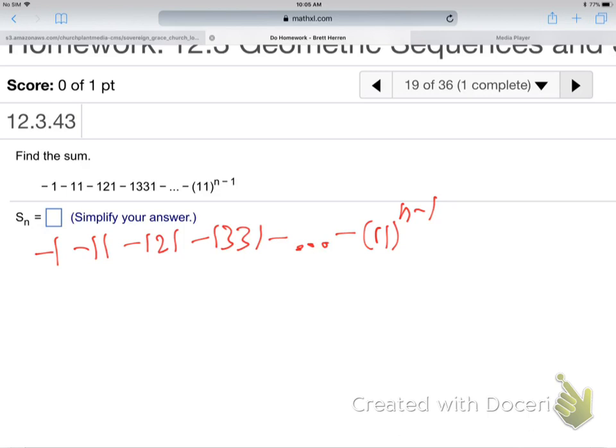S sub n. So use the S sub n formula, which again, for geometric. How do we know it's geometric? On a test, how would you know this is geometric? Where's the letter? The letter's in the power. When the letter's in the power, it's geometric. So 1 minus r to the n over 1 minus r. See if you can plug everything in there.